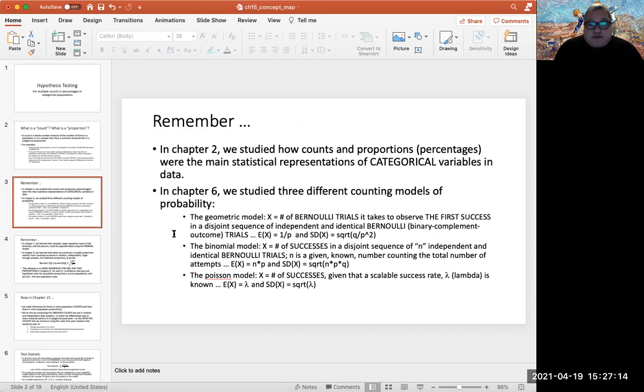So remember how in chapter 2 we studied counts and proportions and how they represent the way we statistically describe categorical variables, and how in chapter 6 we looked at three different versions of counting: the binomial, the geometric, and the Poisson models.